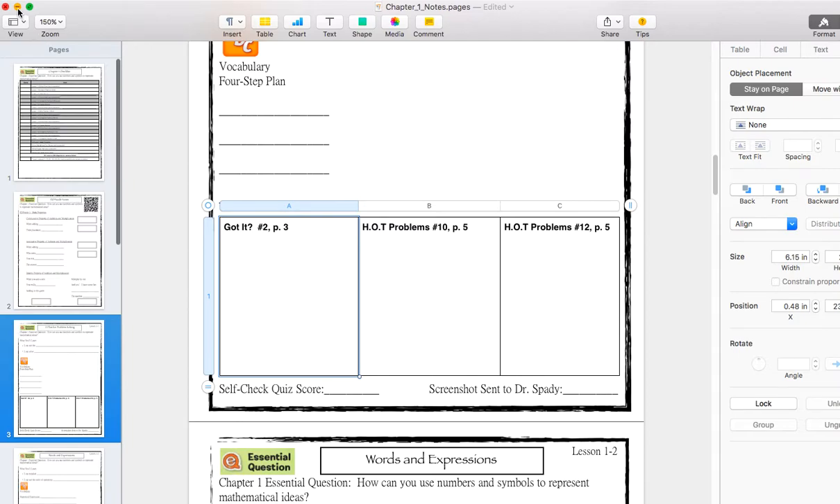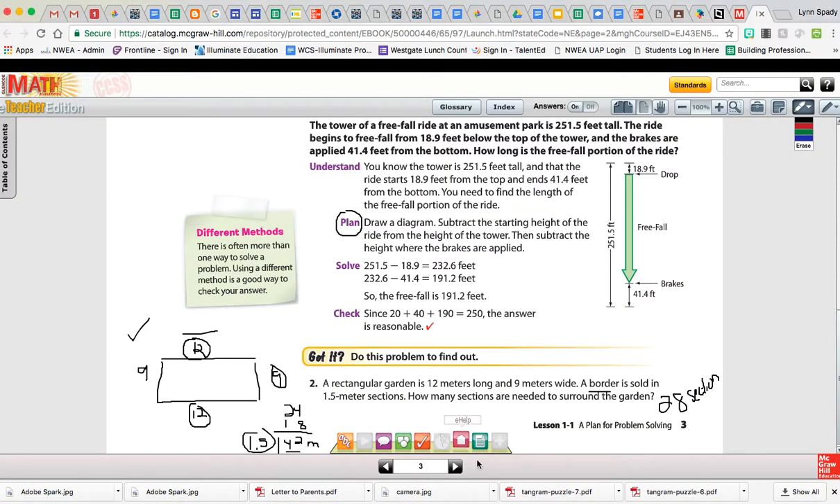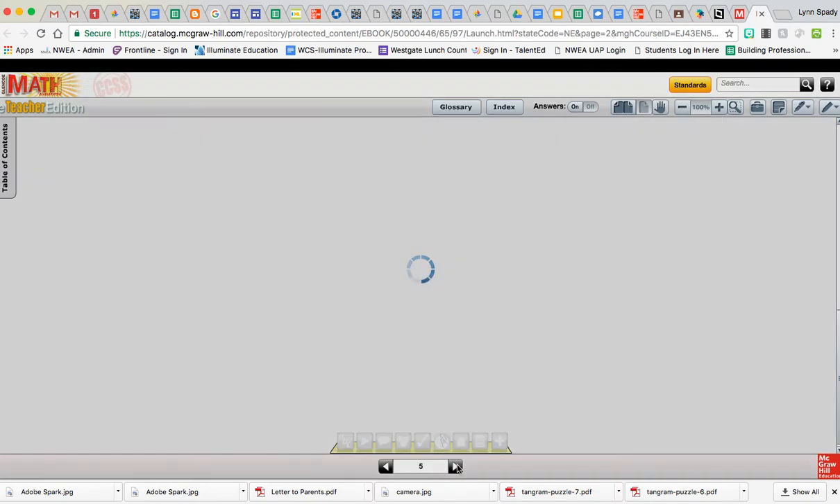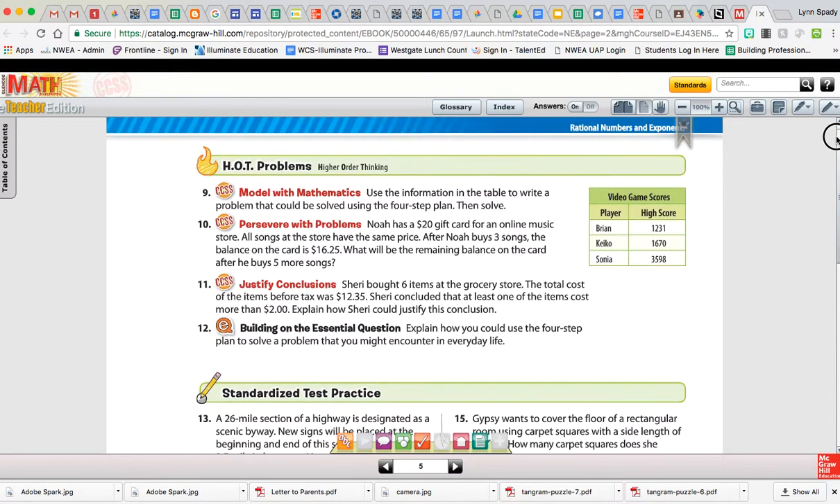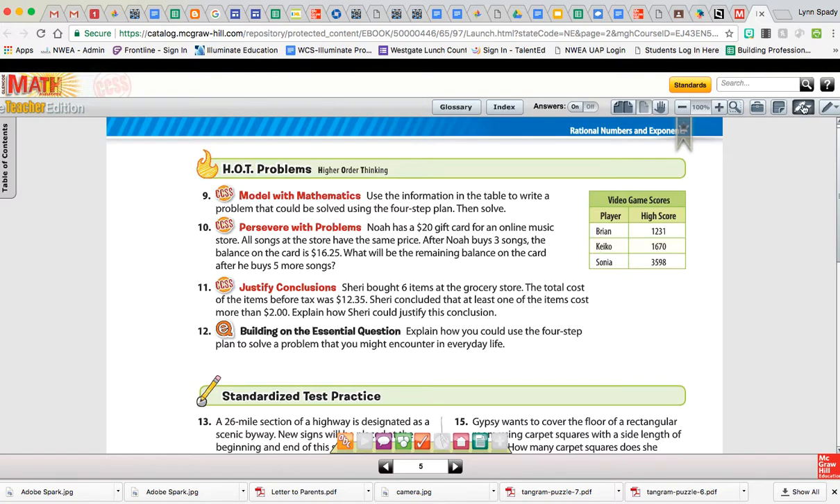Okay, the next one I'm going to look at is on page 5. It's the HOT problem, and the HOT just stands for higher order thinking. It just pushes you a little bit further than just straight old everyday problems. So on number 10, we have a $20 gift card for an online music store. All the songs at the store have the same price. After Noah buys 3 songs, the balance is $16.25. What will be the remaining balance on the card after he buys 5 more songs?